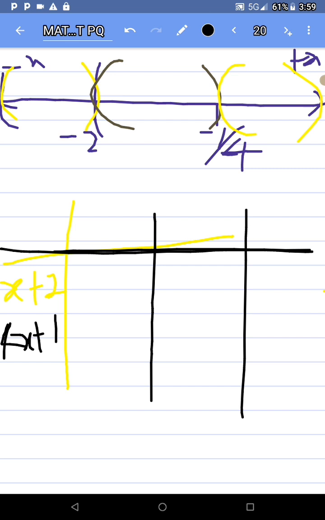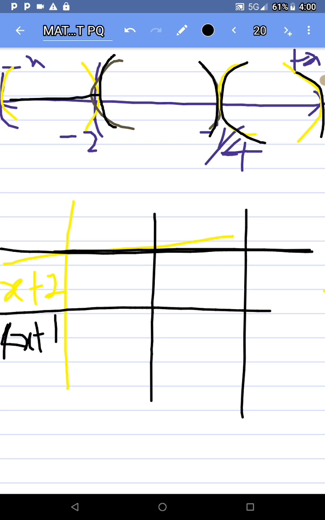This region is the region of numbers that are less than minus 2. This is the region of numbers between minus 2 and minus 1 over 4. And this is the region of numbers greater than minus 1 over 4, based on the number line. Do you understand what I'm saying? So what do you do? You pick a number.